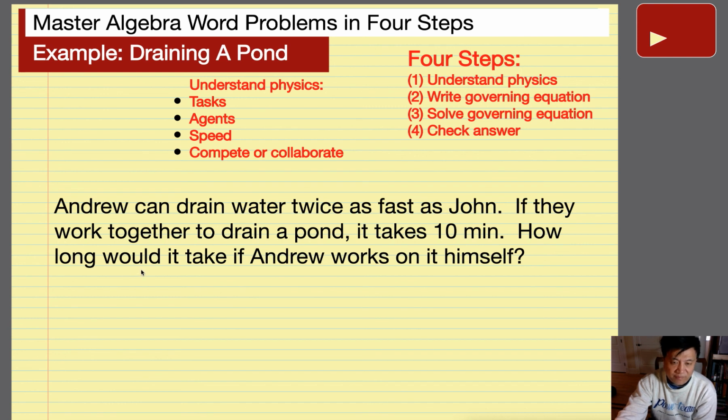Well, we don't know a lot of things, but honestly, we don't need to know all these things. Let's assume that the pond holds this much water, V. Let's assume that it takes the time of t for Andrew to drain the pond. So Andrew's personal speed is V divided by t.